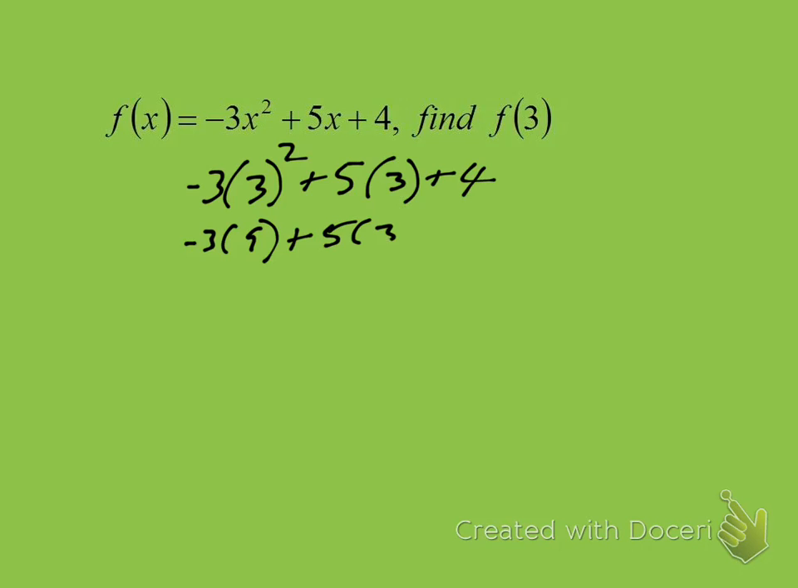Plus 5 times 3 plus 4. Do those multiplications. 9 times -3, -27, plus 5 times 3, which is 15, plus 4. -27 plus 15 plus 4 gives you -8. Old stuff. Easy enough?